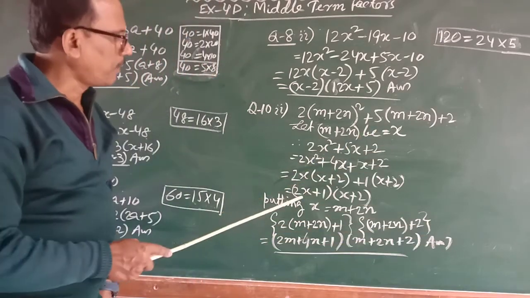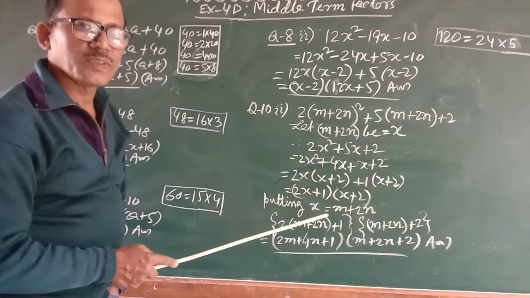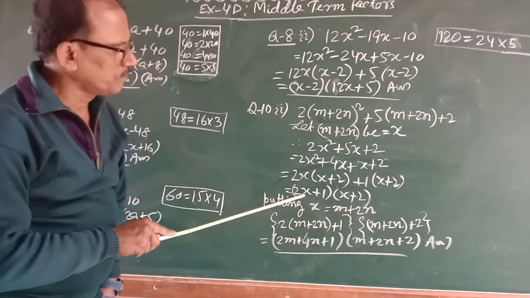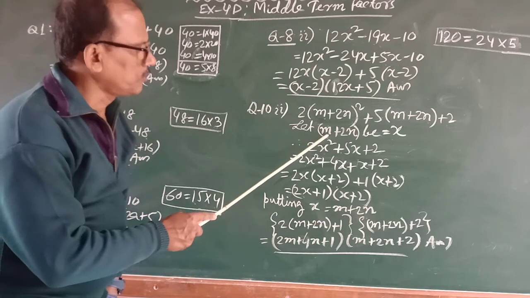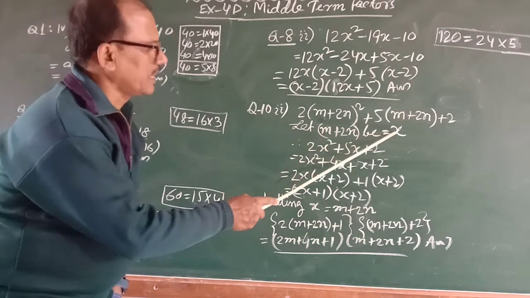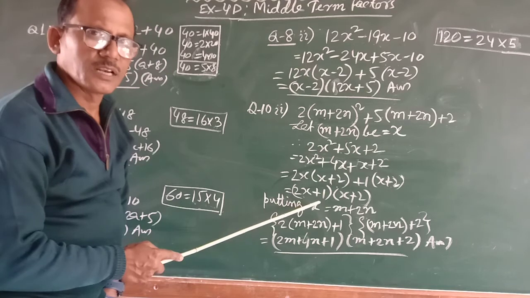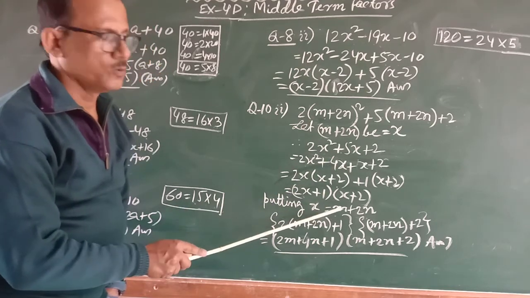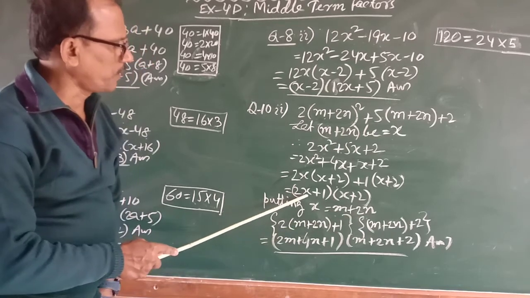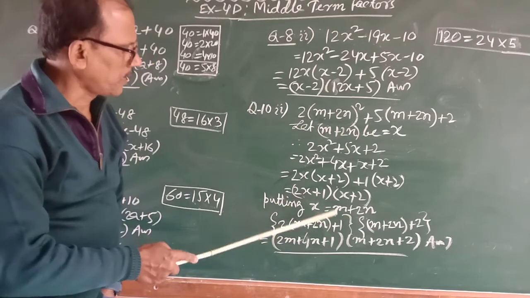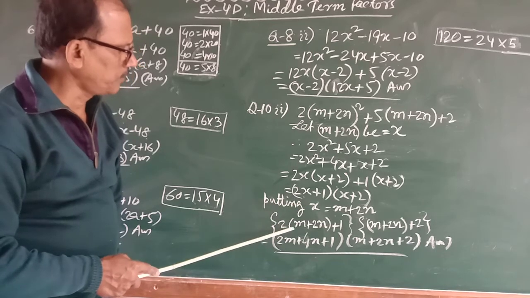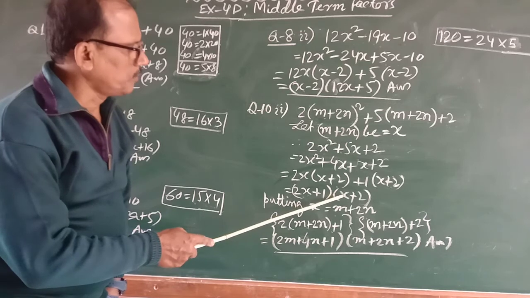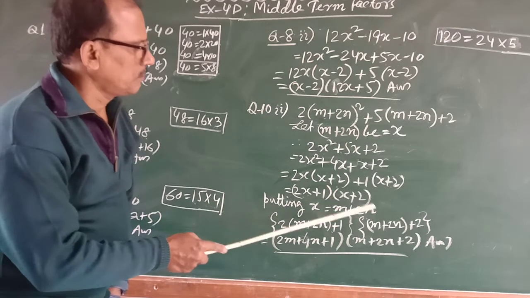trinomial expression. But x is not a variable here. So x is equal to what? m plus 2n. Now you substitute x with m plus 2n. After you take m plus 2n as x, solve it, do the middle term factorization. Then again you substitute the x value, that is m plus 2n, in place of x. So 2 into m plus 2n plus 1, that will be outside because 2 is multiplied with x only, not with 1. So this plus 1 and it will be 2 m plus 2n plus 2.